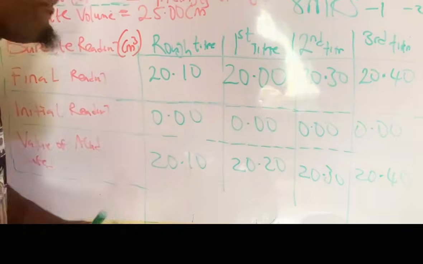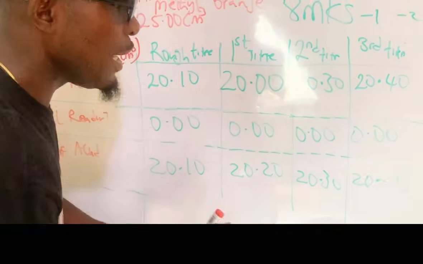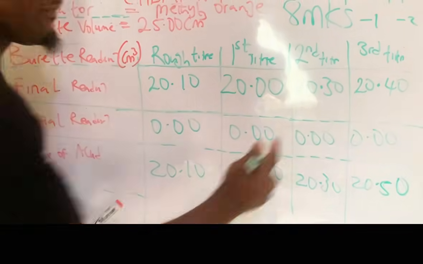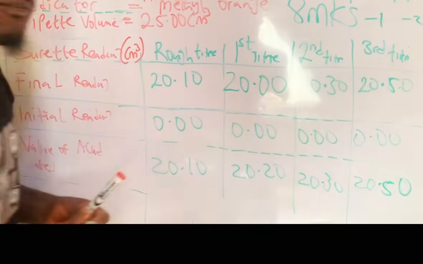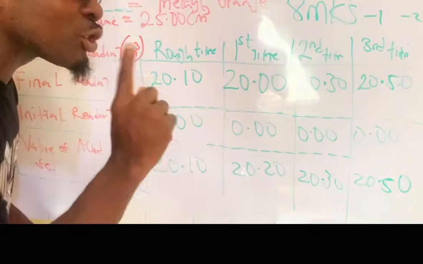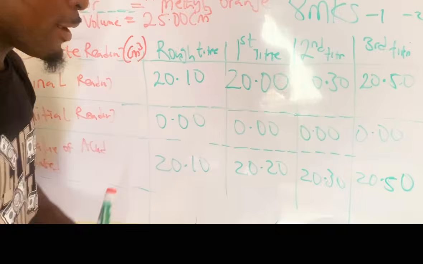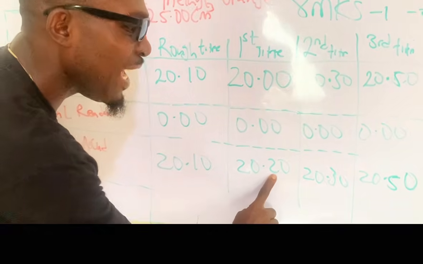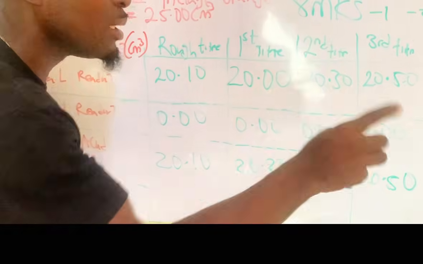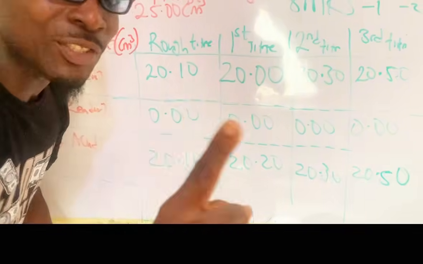But what if you have a situation where you have something like this? Let me change this to 50 as your final value. Now in this case, when you are trying to get your average titer, it is wrong for you to do this plus this plus this. Why? Because here is 20.20 and here is 20.50. The difference between them is 3. They are not in concordance value. Now this can deduct your mark.